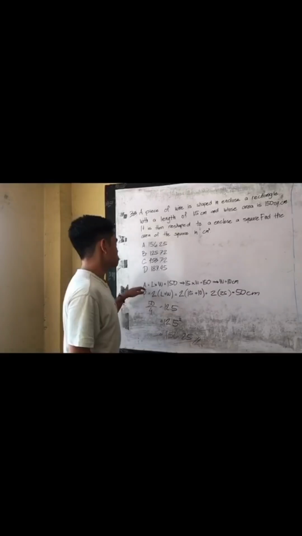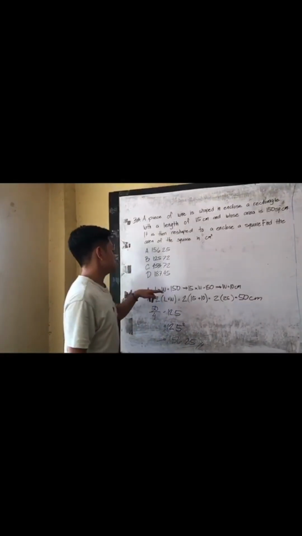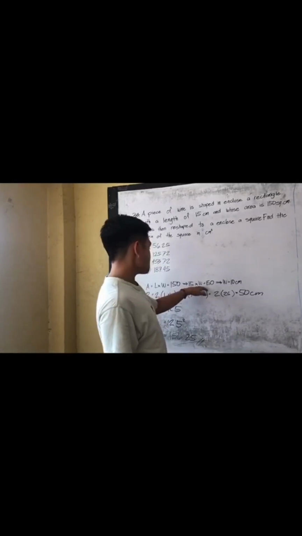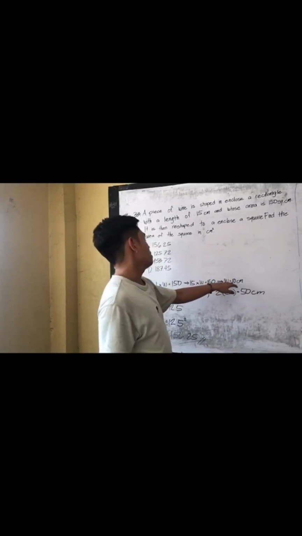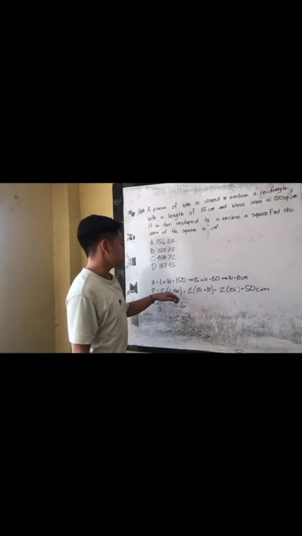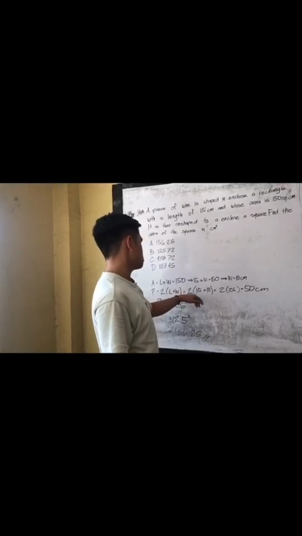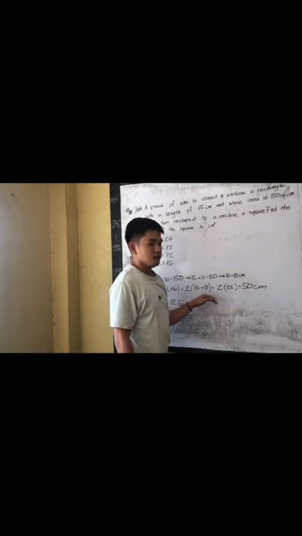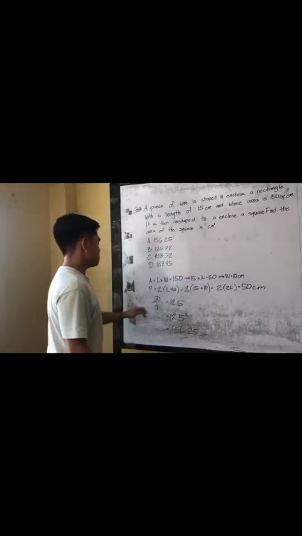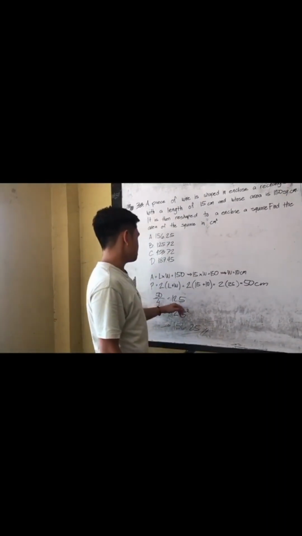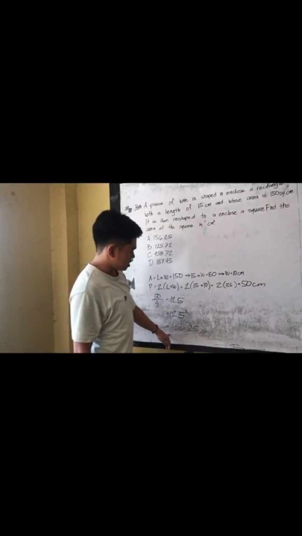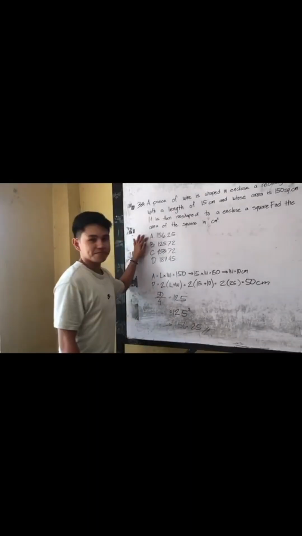Solution. A equals L times W equals 150. So 15 times W equals 150. So now the width W is equal to 10 centimeters. So the perimeter is 2 times (length plus width), which is 2 times (15 plus 10), equals 2 times 25, equals 50 centimeters. So 50 divided by 4 equals 12.5. 12.5 squared is equal to 156.25. So the answer is letter A.